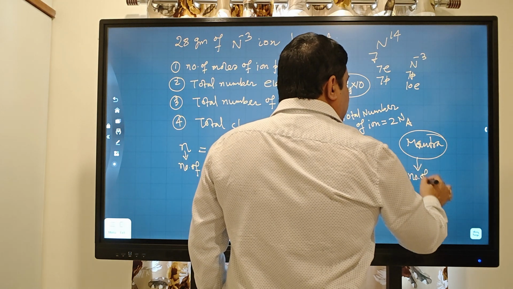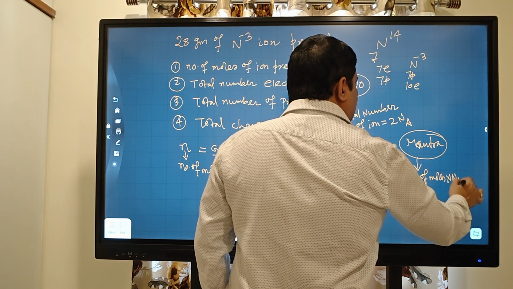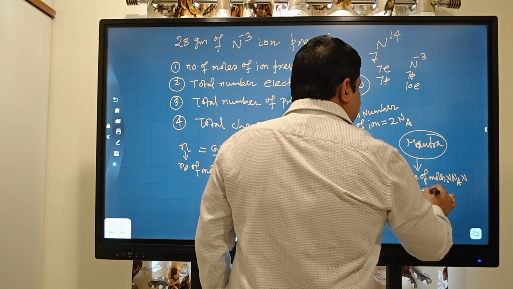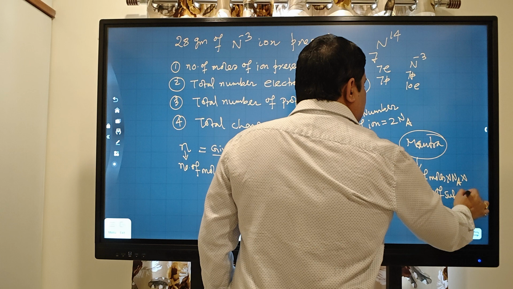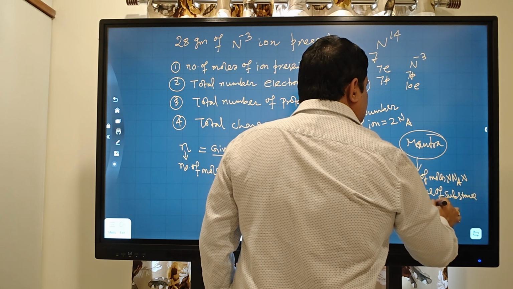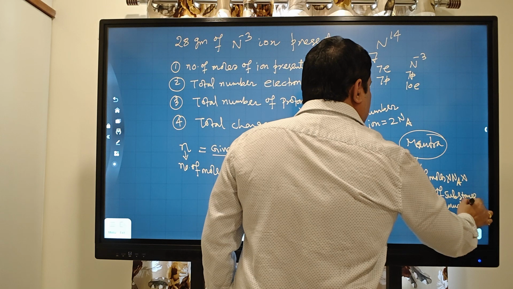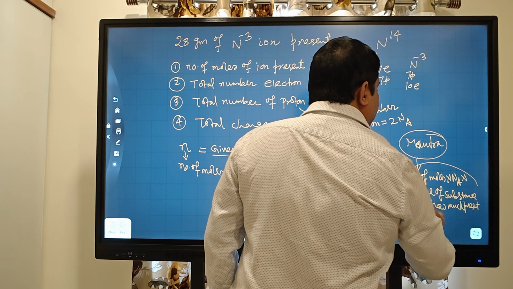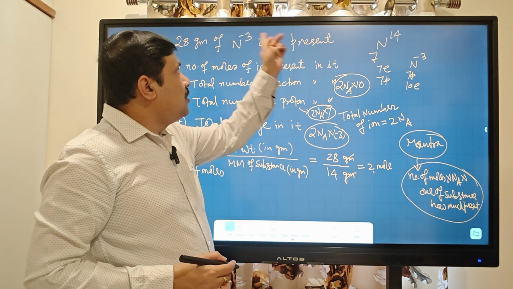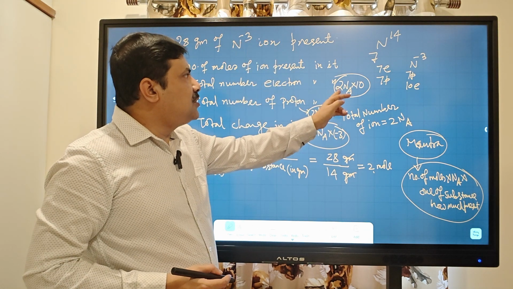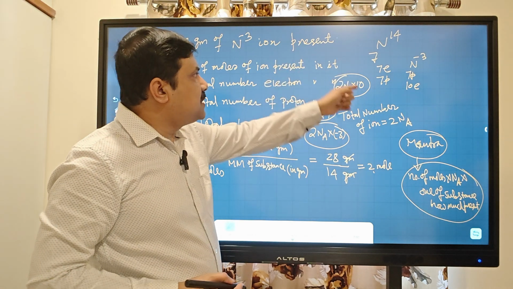number of moles into Avogadro number into how much of that thing is present in one of the substance. That is what we did everywhere. Suppose you look at the total number of electrons: the number of moles of this ion we calculated as 2, into Avogadro number Na, into 10, since 10 electrons are in one of the substance.